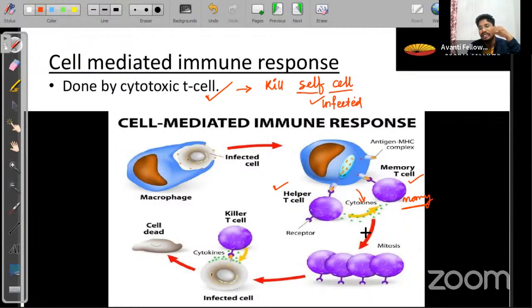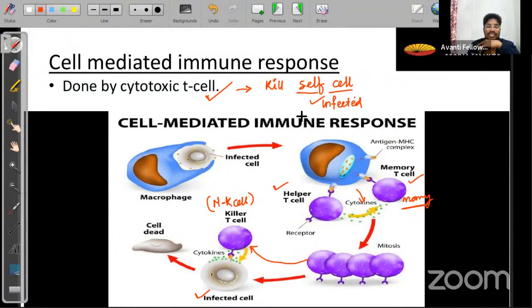What it will do, it will divide continuously and it will form the next cell, that is your killer T cell, और it is also called as natural killer cell. इसको नेचुरल किलर सेल भी कहा जाता है. Which is going to act on the infected cell, and after acting on the infected cell, the death of the infected cell will happen. So it is killed by this particular cytotoxic T cell.